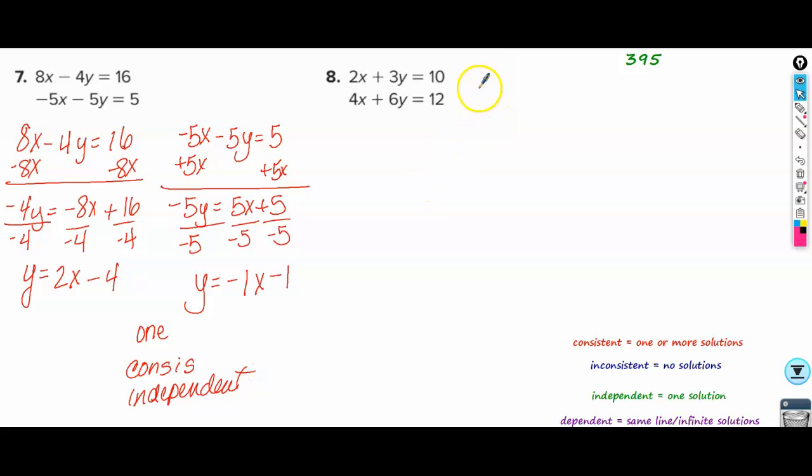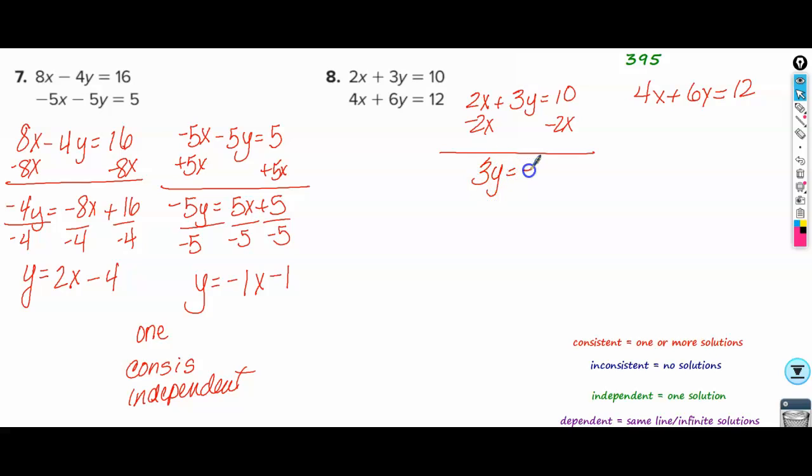All right, so number 8, you would do the same way. I'll go ahead and do it real quick. 2x plus 3y equals 10, and 4x plus 6y equals 12. Subtract 2x from both sides. 3y equals negative 2x plus 10. Divide everything by 3. That gives me y equals negative 2/3 x plus, let's say, 3 1/3.